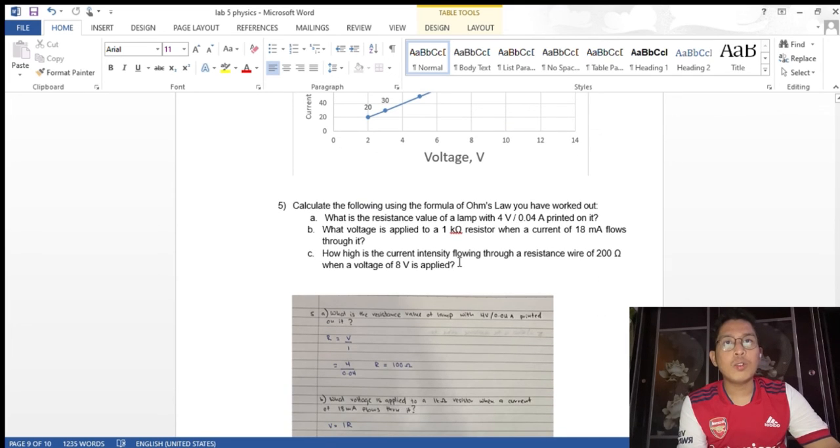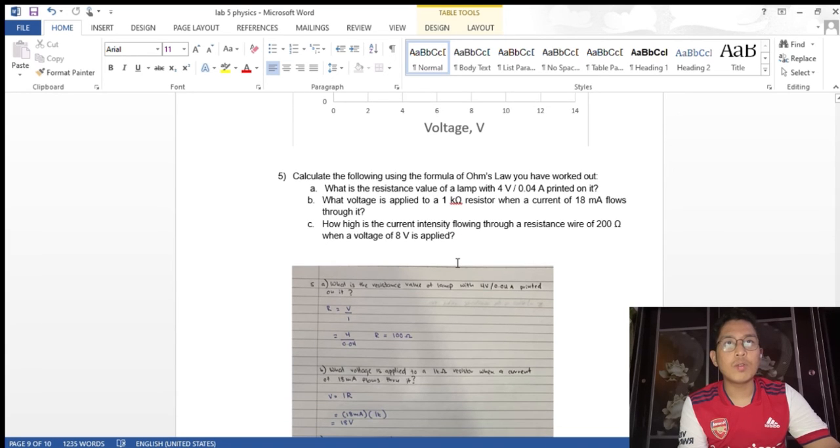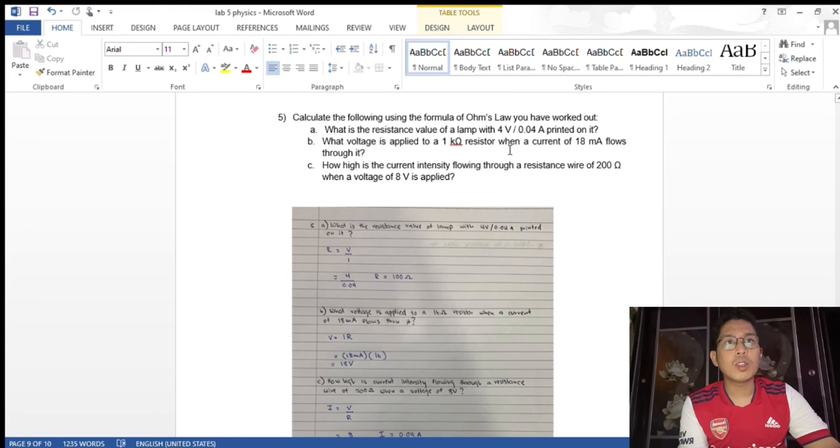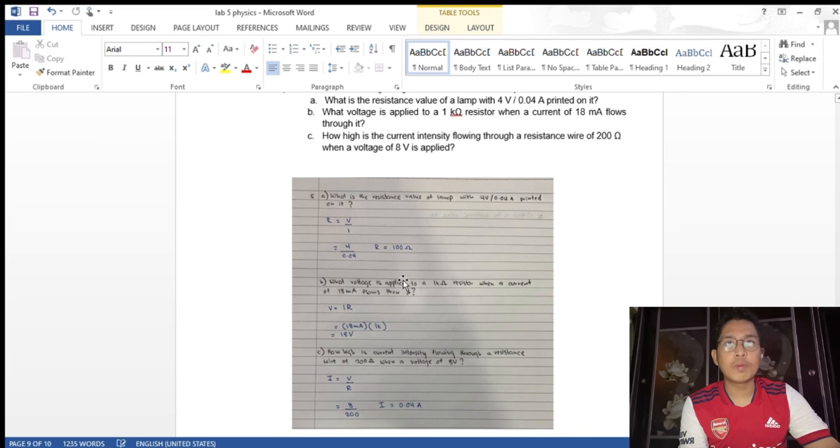And for the last question, question number 5, we calculate the resistance value of a lamp, which is 4 volt divided by 0.04 ampere, and the formula is R equals V over I, and we get the answer, which is R equals 100 ohm.